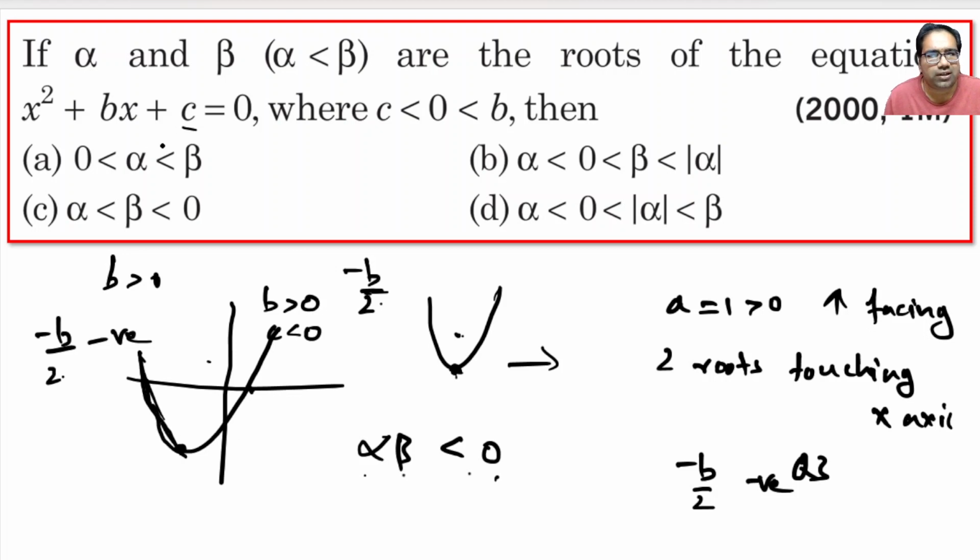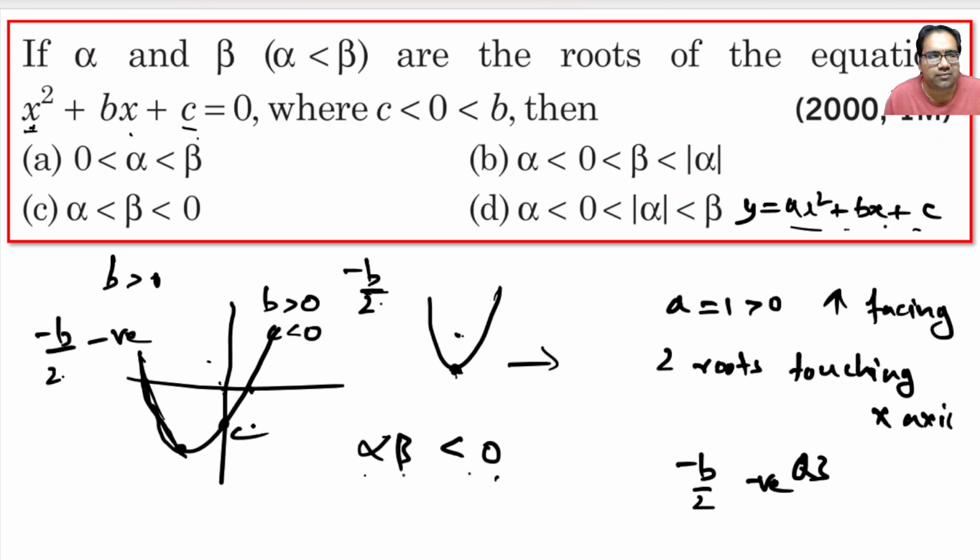Another way of looking at this C. What is C? C is the point when x is equal to 0. When x equals 0, whatever the y coordinate is, that is C, right? So that means 0 plus 0 plus C. In ax squared plus bx plus c, we substitute x equal to 0. If y equals this equation, then when x equals 0, y equals c. So c is the y coordinate when x equals 0.